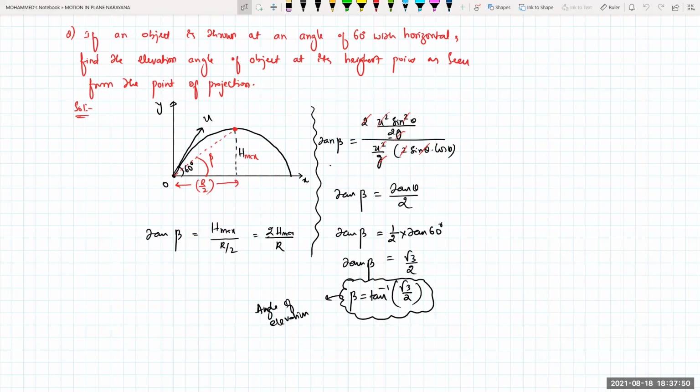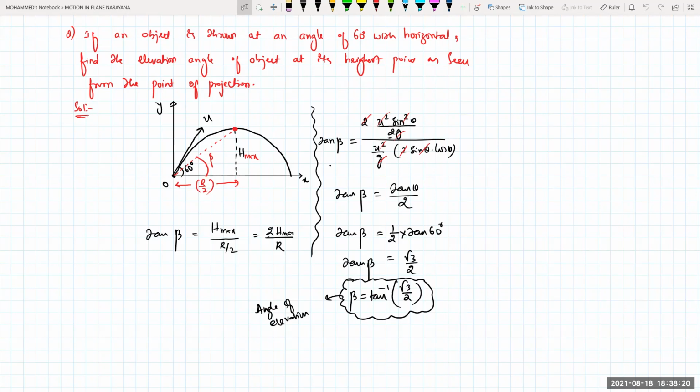And the horizontal distance will be equal to R by 2. So tan beta will be H max divided by R by 2. The 2 will go up, so it is 2 times H max divided by R. So tan beta is equal to 2, H max formula u square sin square theta by 2g, range formula u square by g, 2 sin theta into cos theta. U square by g gets cancelled, one sin will get cancelled, another 2 will get cancelled. So sin by cos again gives tan theta. So tan beta is equal to tan theta by 2.